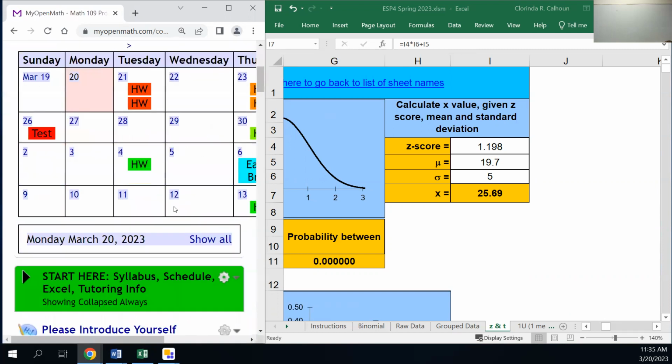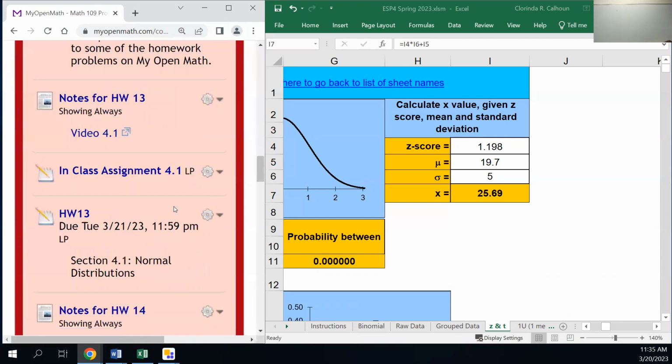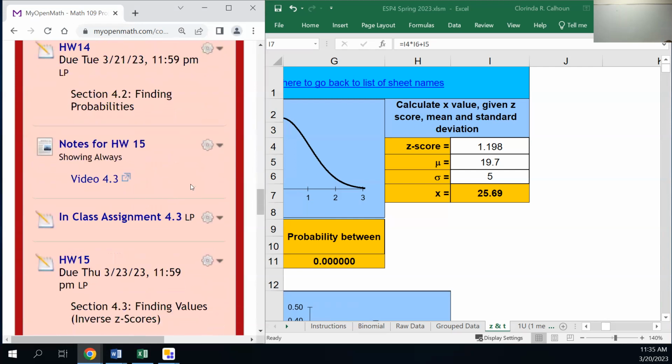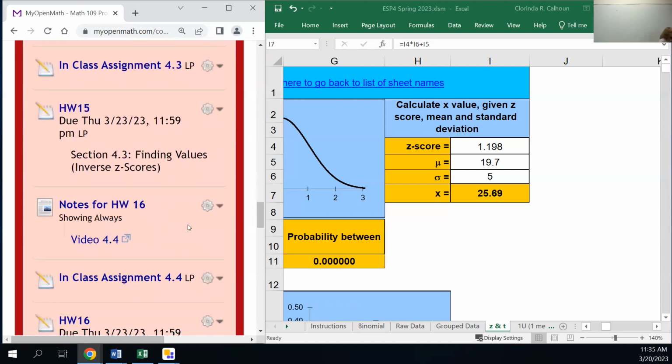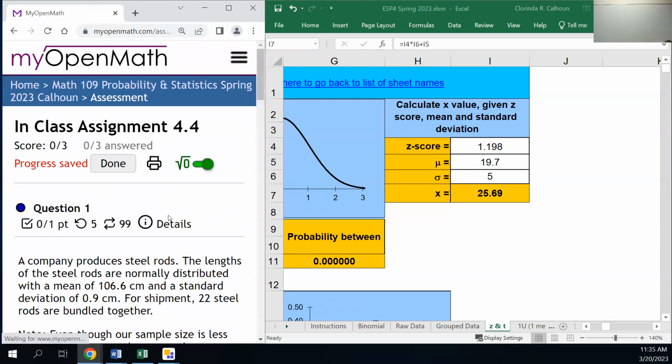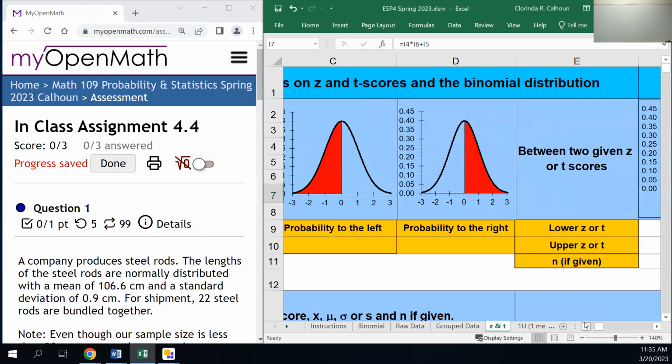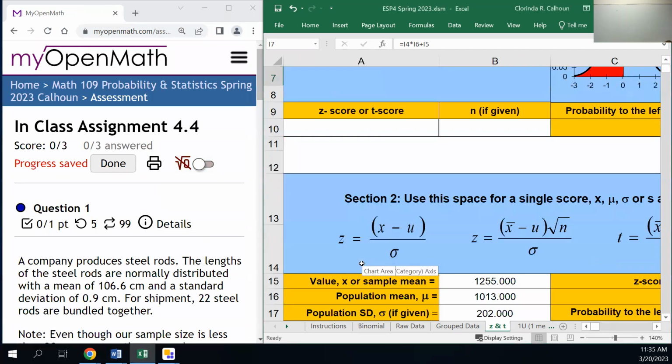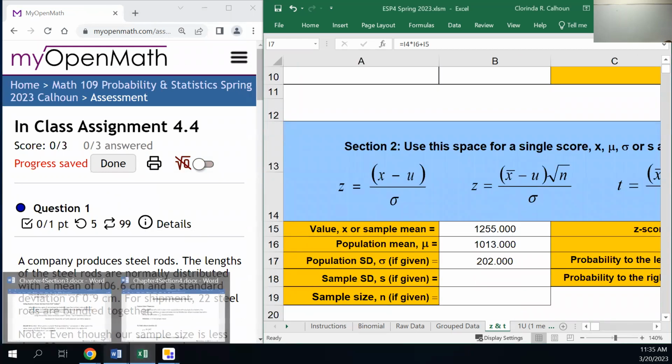I'm going to go to 4.4. 4.4 is really short. It is not long enough to do in a day by itself, and I'd rather do it today than to try to do 3 of them in our next class. So this is going to be for homework 16. There's only 3 questions. Let's go to our notes.